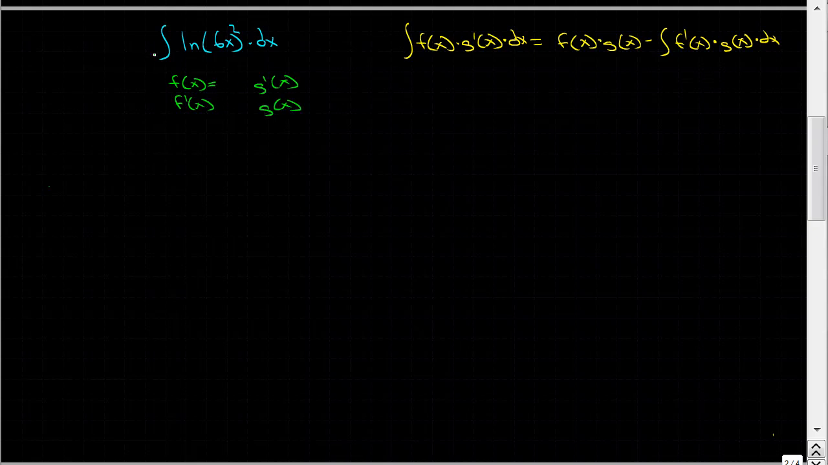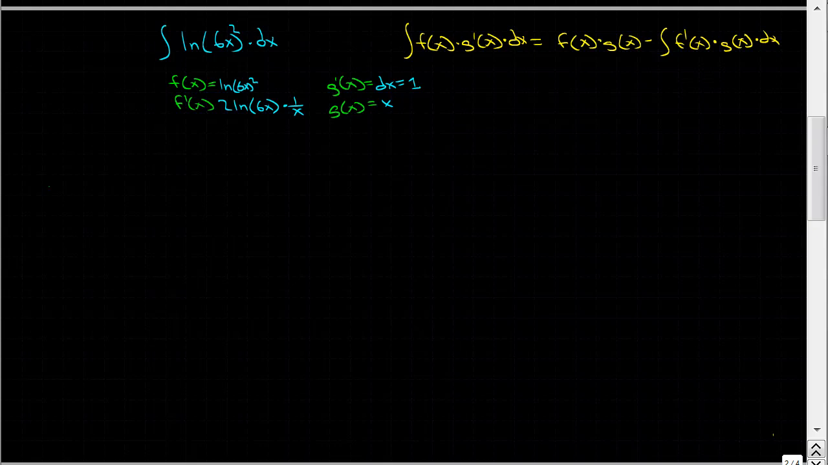So we'll call f of x, because we don't really have a choice, ln of 6x squared, which means that the derivative, I don't have enough space here, I'm going to remove this. So our derivative of this is going to be 2 ln 6x times the derivative of the inside, 1 over x. And so then we have our g prime of x is going to equal dx, and that just equals 1, because the derivative of x is just 1. And then our g of x is going to be the antiderivative of 1, which is just x.